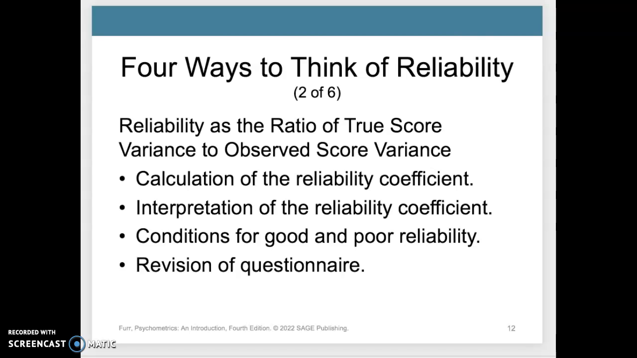And what you can do is to also analyze the items of a test and see which items might increase the reliability and which might decrease the reliability of your test. So you could also revise the items of your test with reliability in mind. However, when you increase reliability, it's important that you also think of validity.